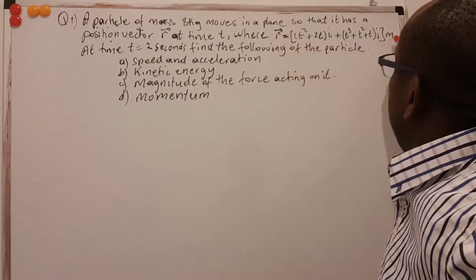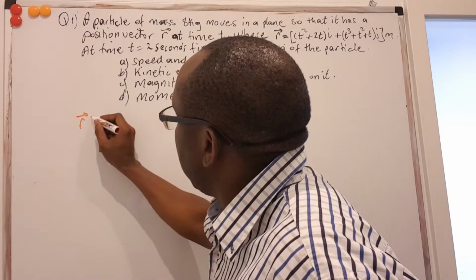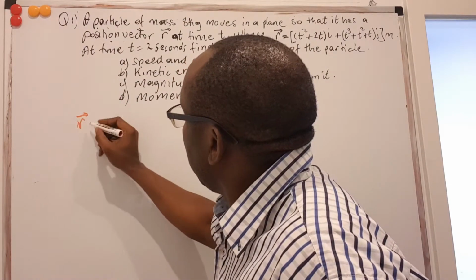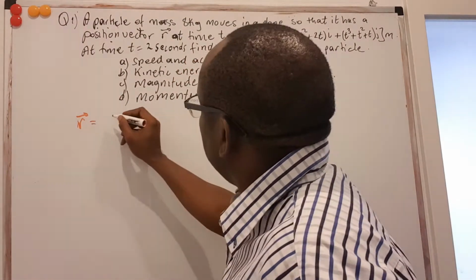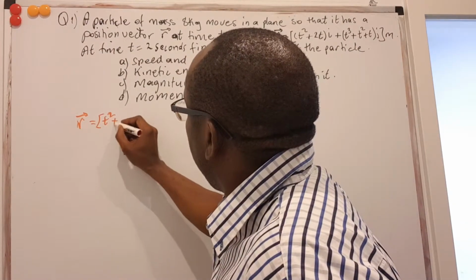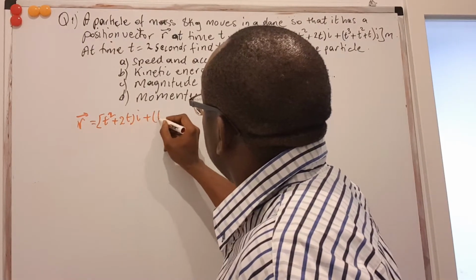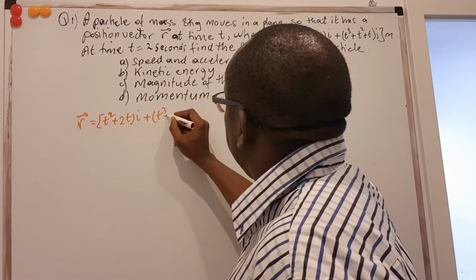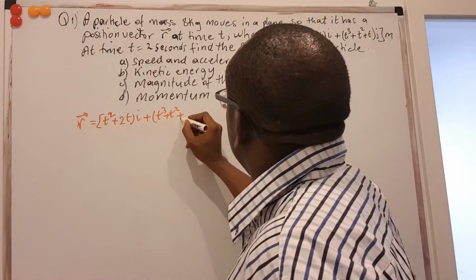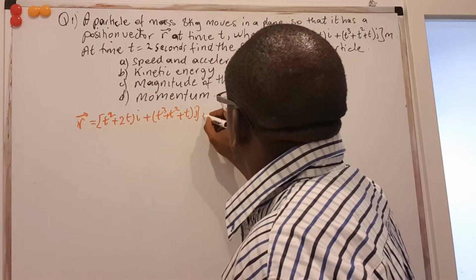We are given the position vector as a function of t. So we have r, and I always do mine with an arrow, is equal to t squared plus 2t, i, plus t cubed plus t squared plus t, j, meters.